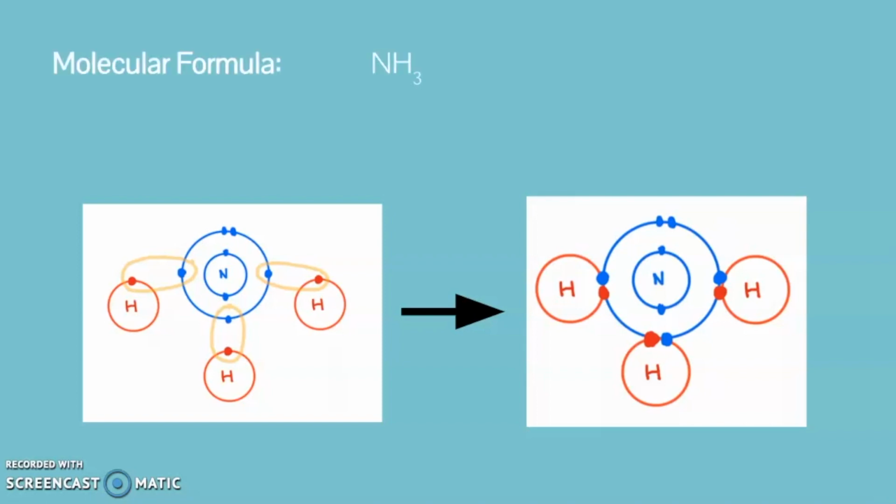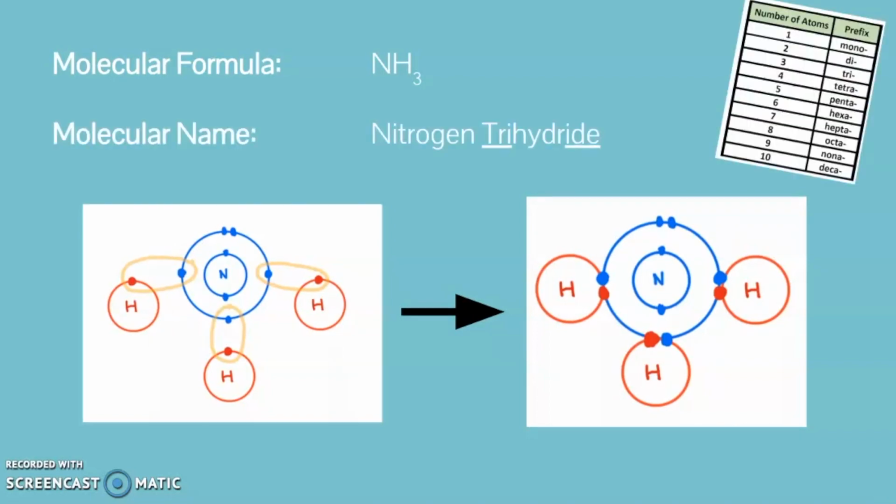Let's take a look at the molecular formula here. The formula for this is going to be NH3. N comes from nitrogen and has an invisible 1 subscript, but we don't even need to write it. H comes from hydrogen, and that subscript of 3 means that there were 3 hydrogen atoms. The name of this molecule would be nitrogen trihydride. Whoa, that is a fancy name.